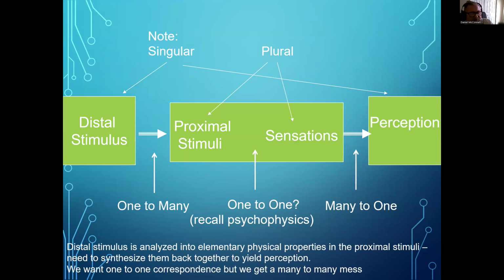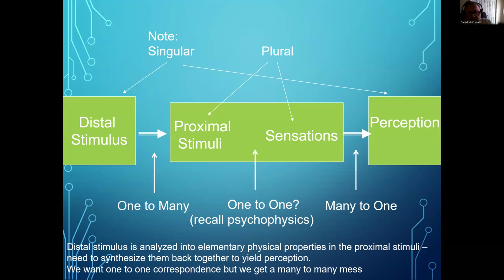The distal stimulus to proximal stimuli could be one-to-many, especially with the door example. What's the relationship between proximal stimuli and sensations? Well, that's where psychophysics comes into play, because with psychophysics, what we learned, especially with Stevens' power law, is that the relationship is highly nonlinear, with different kinds of curves depending on the nature of the task we have designed. So mapping proximal stimuli to sensations themselves is very difficult to do because of that nonlinearity.